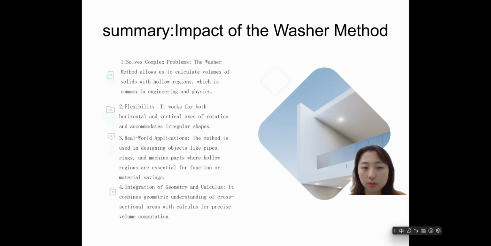The third is real-world application. The method is used in designing objects like pipes, rings, and machine parts where hollow regions are essential for function or material savings. The fourth is integration of geometry and calculus. It combines geometric understanding of cross-sectional areas with calculus for precise volume computation.